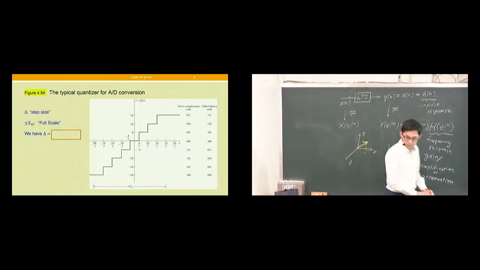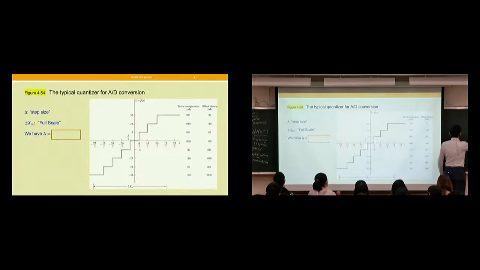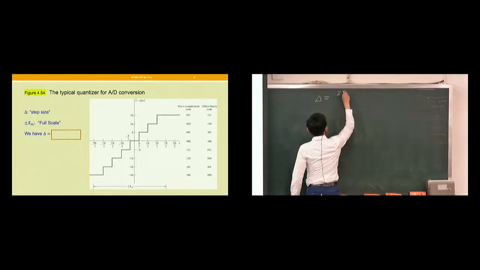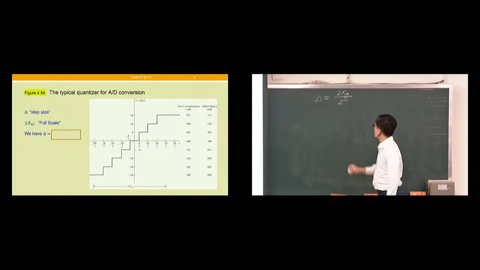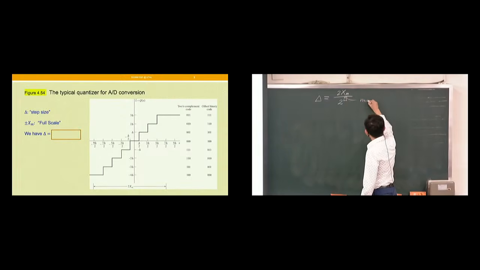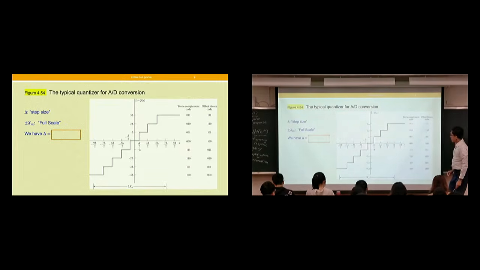So the relation is, let me just write down. Okay? Now the relation is delta equals full scale, 2xm, divided by 2 to the number of bits. Okay? That's a relation. Here, this thing is the number of bits. Because the full range is from minus to plus xm, right? So this range is 2 times xm, and then we have 3 bits.